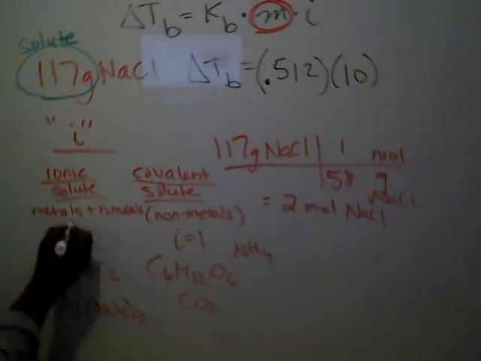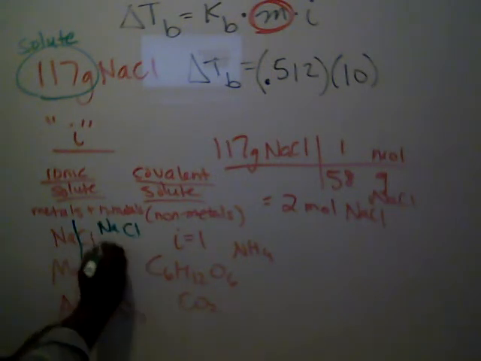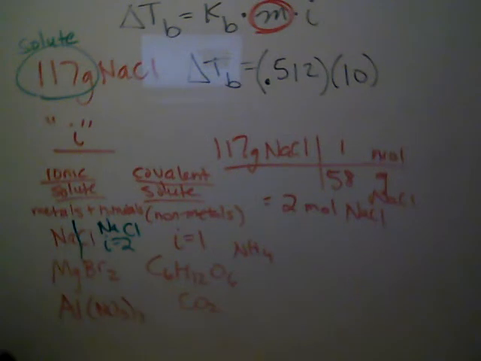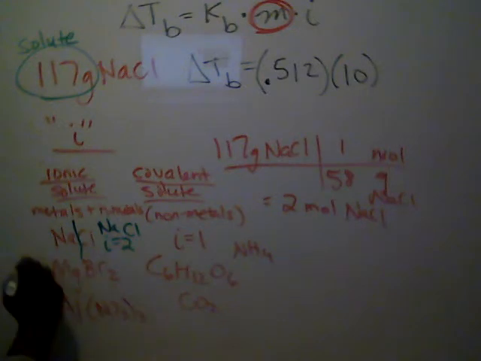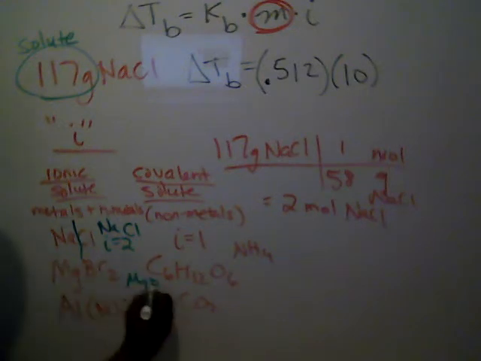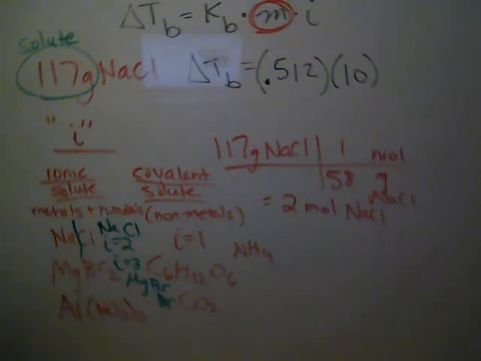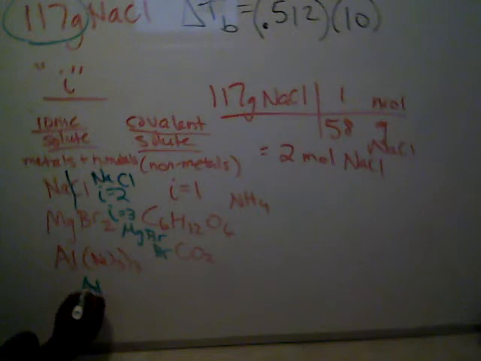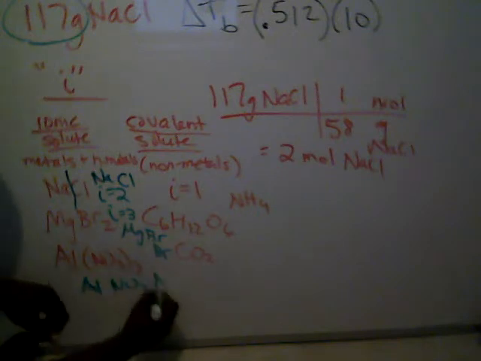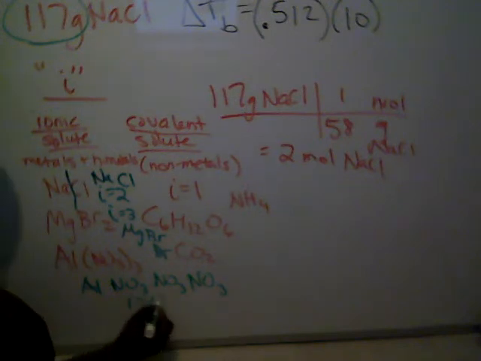So for NaCl, this is going to break apart. We can split it right down the middle. It's going to break into a sodium and a chlorine. So I would be 2. It's breaking into 2 pieces, sodium and chlorine. MgBr2, that's breaking into 3 pieces. We have Mg, Br, and another Br. So I would be 3. Okay. And then AlNO3. If we look at this guy, this is going to break into an aluminum. It's going to break into a nitrate, another nitrate, and another nitrate. So this would be I equals 4.